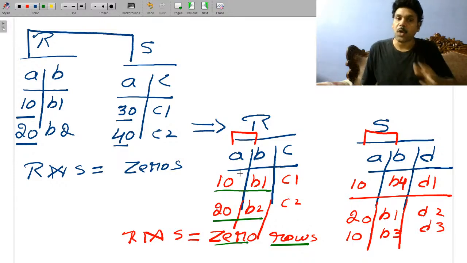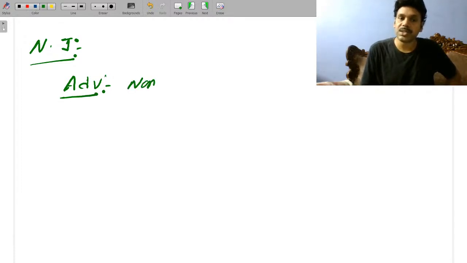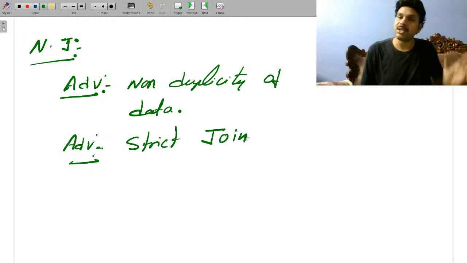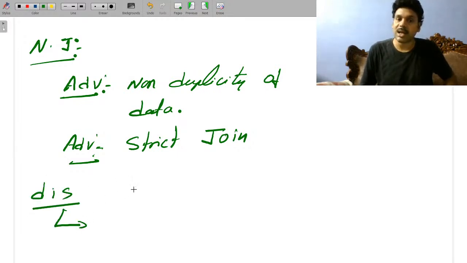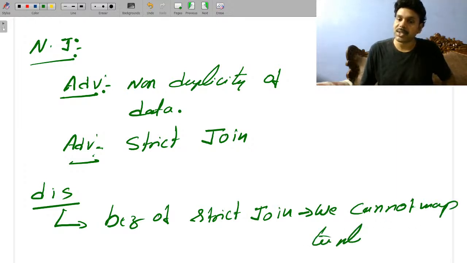But what is the problem with the natural join? Let us see. When you talk about natural join, the advantage is non-duplicity of data, no doubt. One more advantage is that it is a strict join, which considers all common columns. That's the main drawback of natural join. It considers all common columns in order to do the mapping. So what is the disadvantage? The disadvantage is only because of the strict join: we cannot map tuple sets.